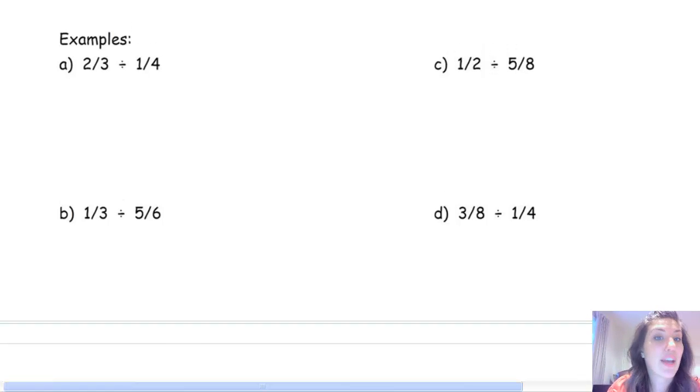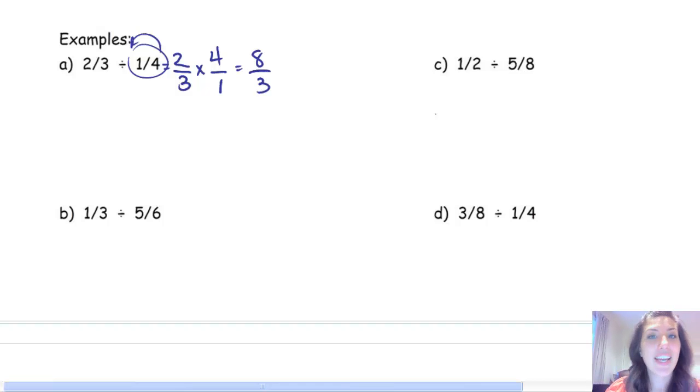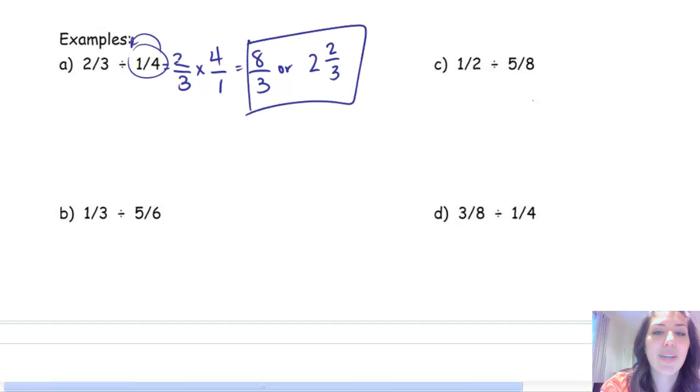2 over 3 divided by 1 over 4. First, we don't have any whole numbers or mixed numbers, so we can just multiply by the reciprocal. So this equals 2 over 3 times 4 over 1. So we flipped this guy upside down. 2 times 4 is 8, 3 times 1 is 3. 8 over 3 can't be reduced any further, so we can leave it like that, or we can express our answer as a mixed number. 3 goes into 8, 3 times 2 is 6, plus 2 left over, keep the same denominator.